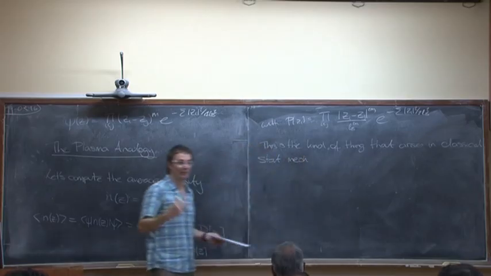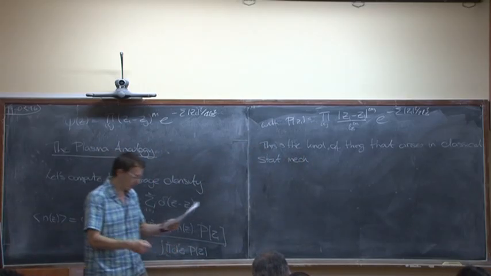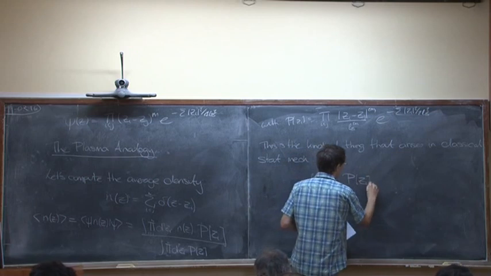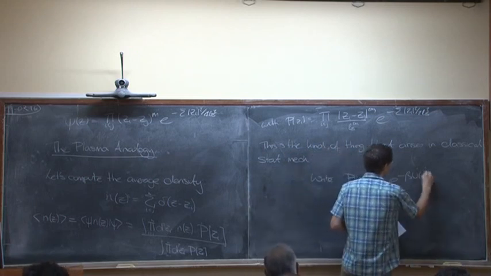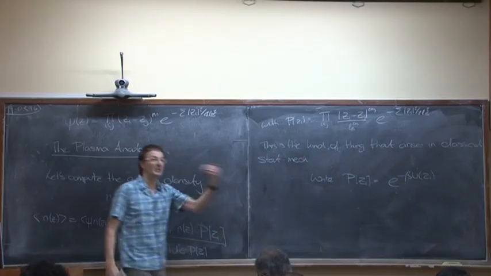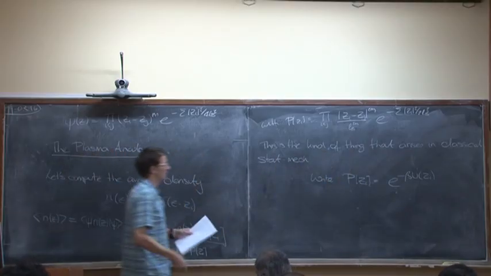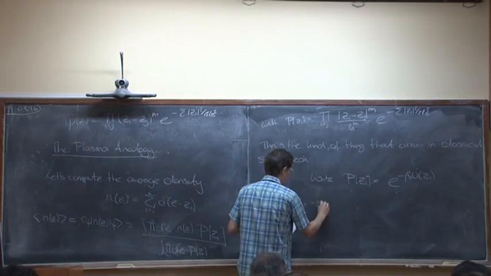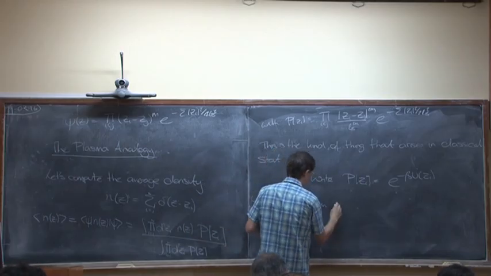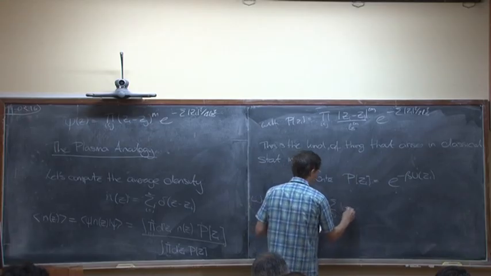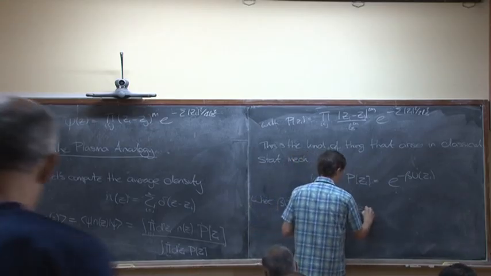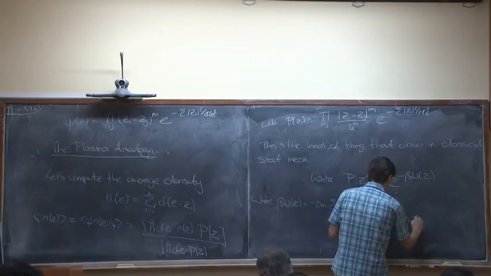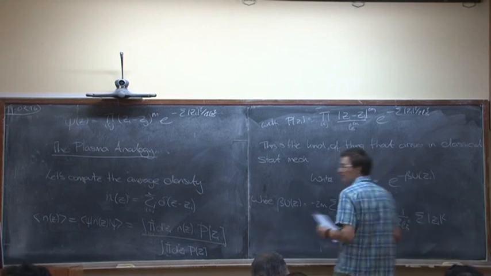Okay, so let's just make that very clear by giving new names to everything that's here. I'm going to write P of z to be e to the minus beta U. So this is the definition of beta U, where beta U is minus 2m times the sum over i less than j of the log of the modulus of z_i minus z_j, plus the sum of one over 2 b squared times the modulus of z_i squared.